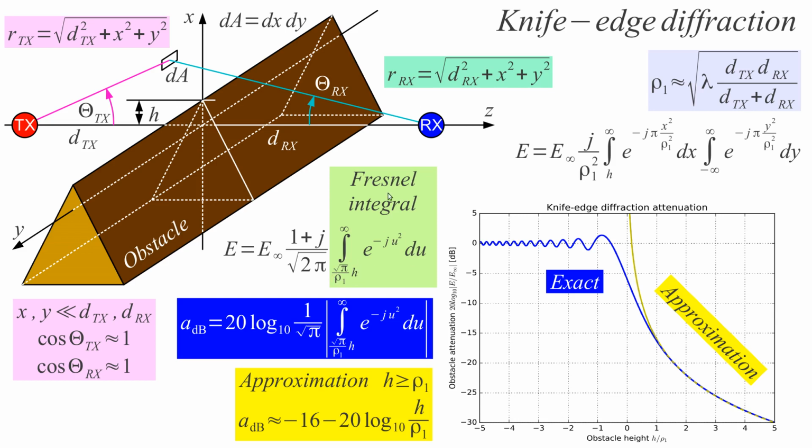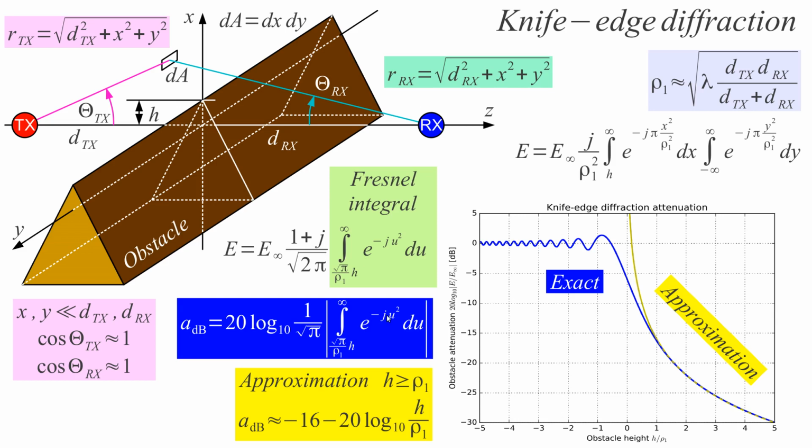If we calculate now the loss of such an obstacle, we have to take 20 times the logarithm of the absolute value of this thing here, because the Fresnel integral gives a complex result, and this is also a complex number, so we calculate the absolute value, and all the complex quantities shorten out. This is 1 over square root of pi times the absolute value of this integral, because this integral is a sum of phasors down here.